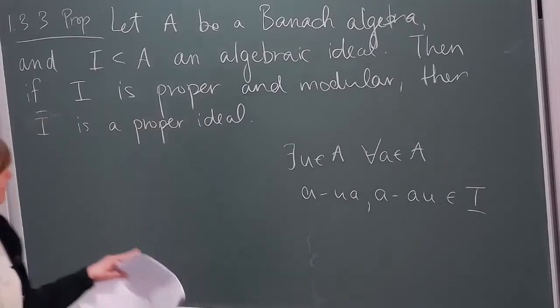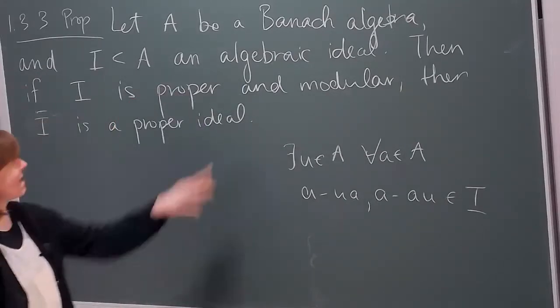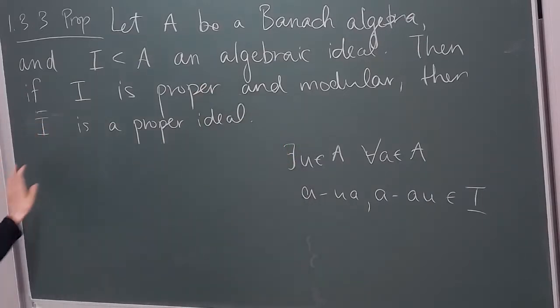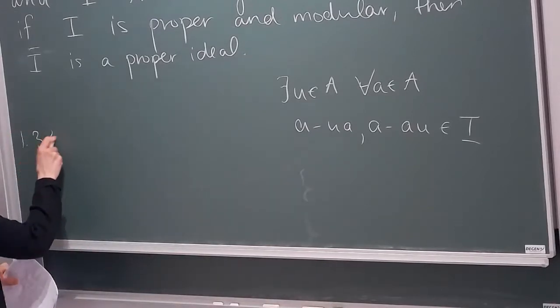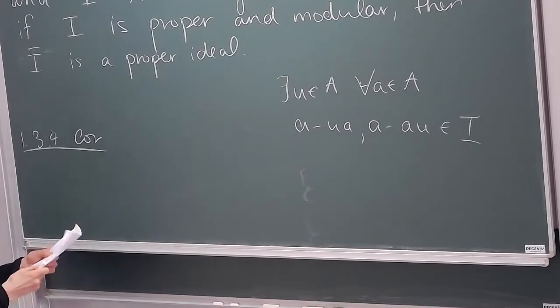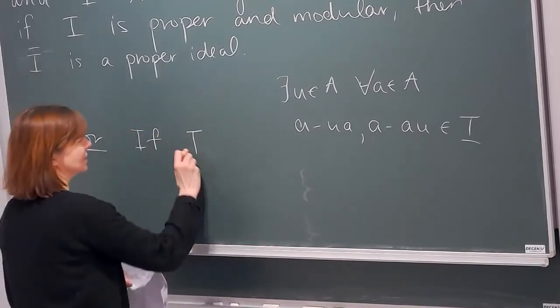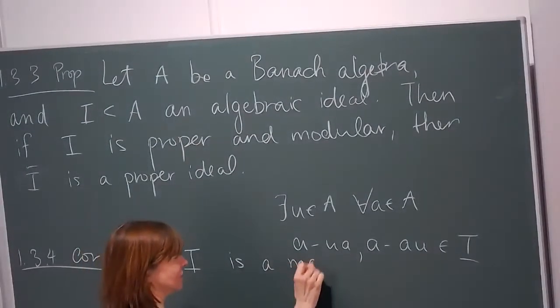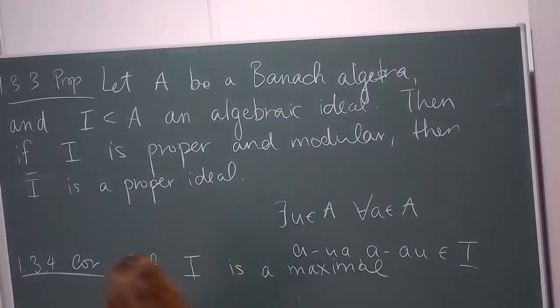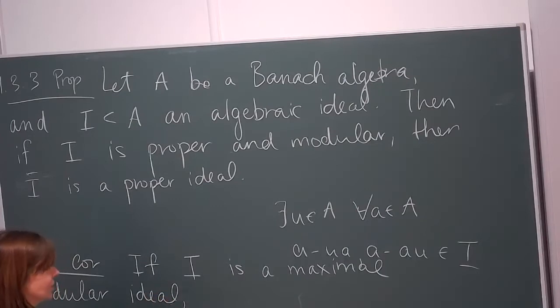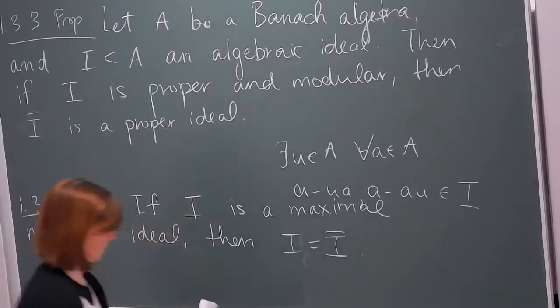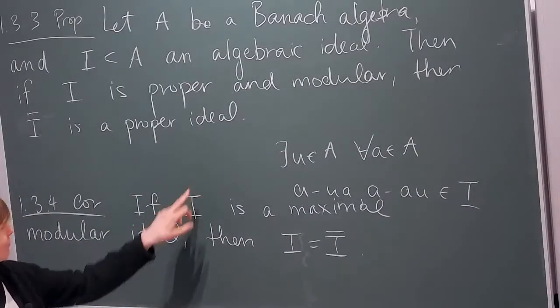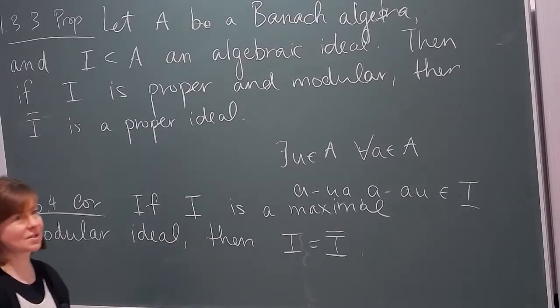So in particular, if A is unital, then every ideal is modular, and that's useful because of the following. If I is a maximal modular ideal, then I has to be closed. So in particular, again, if we're in the unital situation, maximal ideals are always closed ideals.